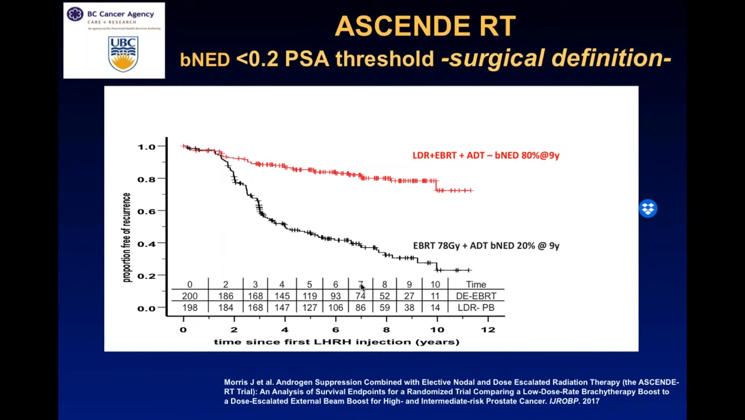And as we look at this, when you start looking at the surgical definition and the threshold for failure, what you find is that for the patients who have external beam with androgen deprivation therapy boost, there is a 20% biochemical no evidence of disease at 9 years versus 80%. I mean, these are astounding differences in outcomes, which really aims to demonstrate that a boost with brachytherapy is the ultimate form of dose escalation and allows for more persistent disease control than using external beam as boost alone, even with 12 months of hormone therapy.